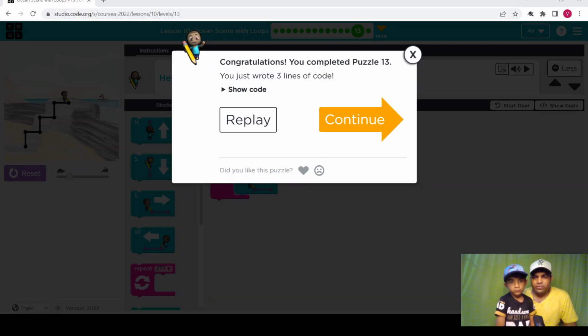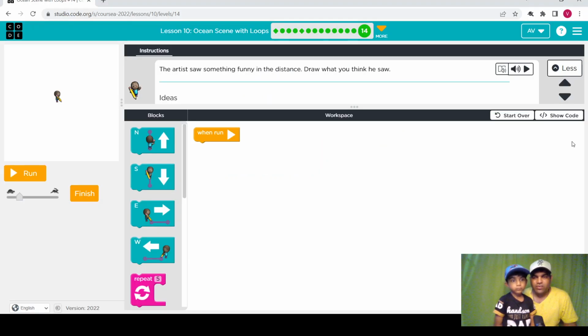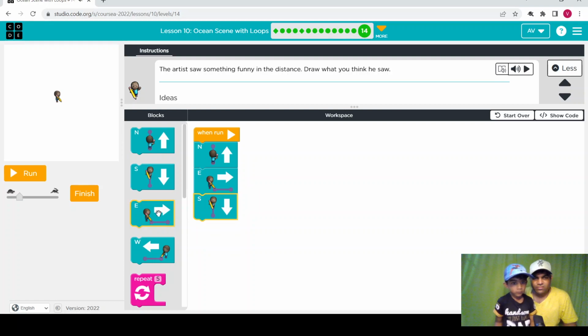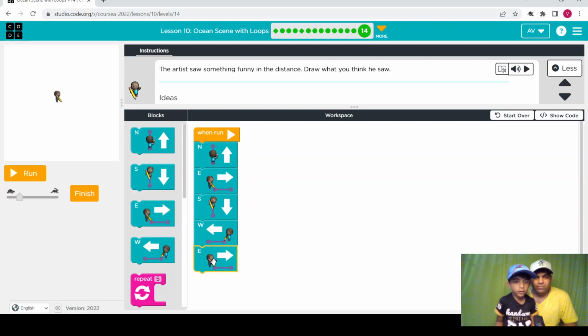So let's move to the next one, which is the last puzzle from this lesson. So here is the last level from this lesson. The artist saw something funny in the distance. Draw what you think he saw. I'm going to take north, east, south, west. Okay, you can even use more blocks. East. Okay.